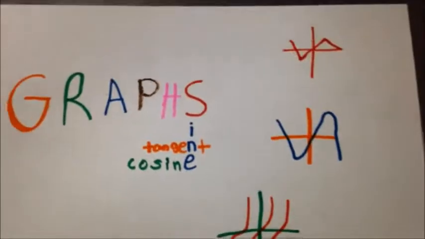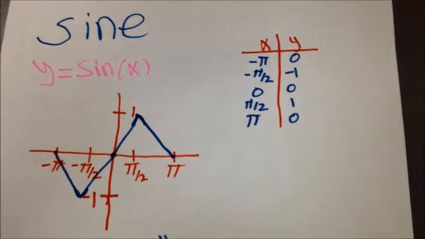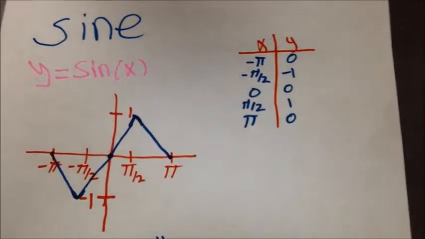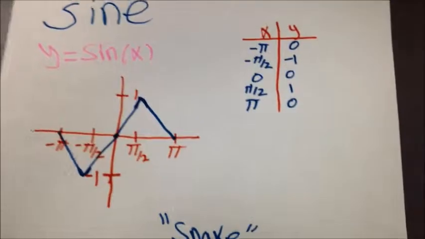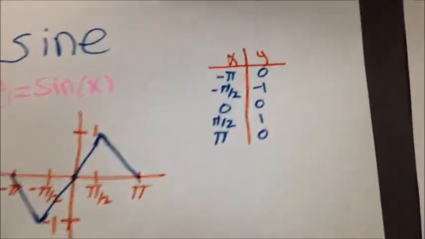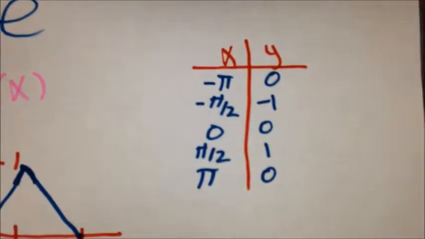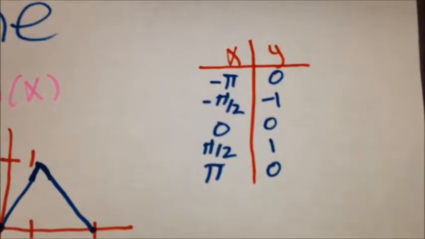Alright, these are the graphs of sine, cosine, and tangent. For sine, the equation is y = sin(x), and it forms a snake shape going above and under the x-axis. For the parent function, the coordinates are, for both pi's, 0, whether negative or positive. For negative pi over 2, it's negative 1. For 0, it's 0. And for pi over 2, it is 1.